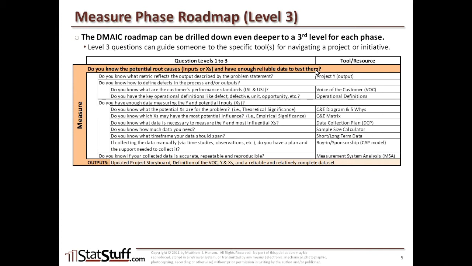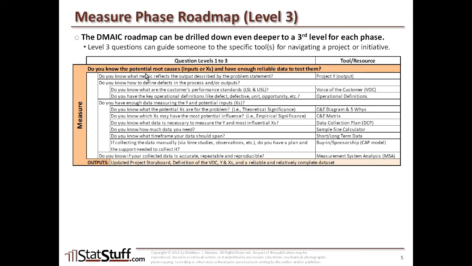So if we cannot answer yes to that question, this again is where we're going to dig down into these next layer of questions. So at this second level here, the first question we'd ask ourselves is, do you know what metric reflects the output described by the problem statement? If you're not sure, then you want to explore looking into the project Y and defining that project Y or the output in order to answer that question.